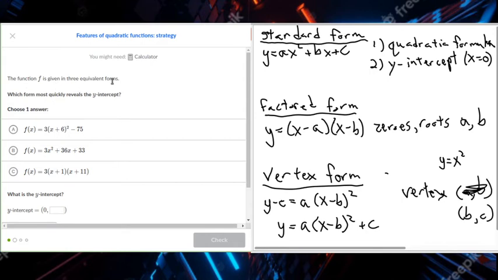Let's look at number 2. The function f is given in three equivalent forms, so if we multiply and distribute everything out and combine like terms, they'll all look the same. They just look a little different, but they are the same function. Which form most quickly reveals the y-intercept? If we want the y-intercept, then we want standard form. There it is: 3x squared plus 36x plus 33, that's ax squared plus bx plus c. And what is the y-intercept? It's this term over here, 33, because when x equals 0, the other terms are 0.